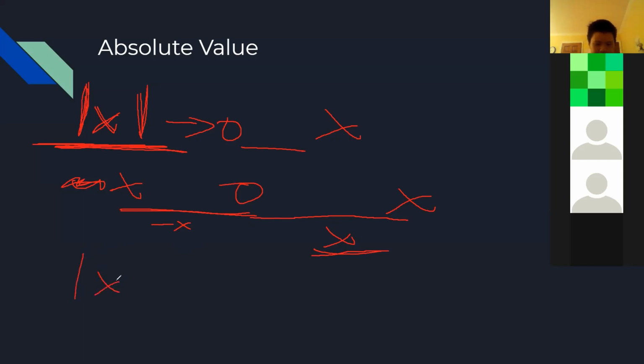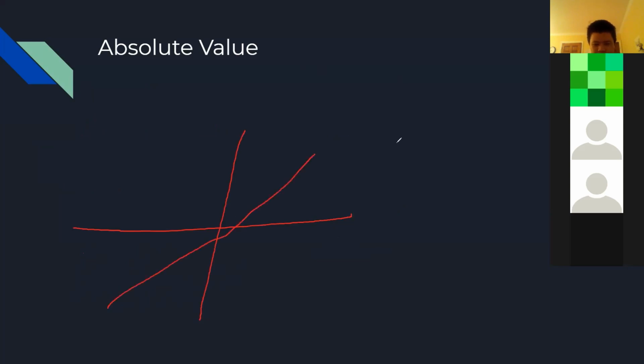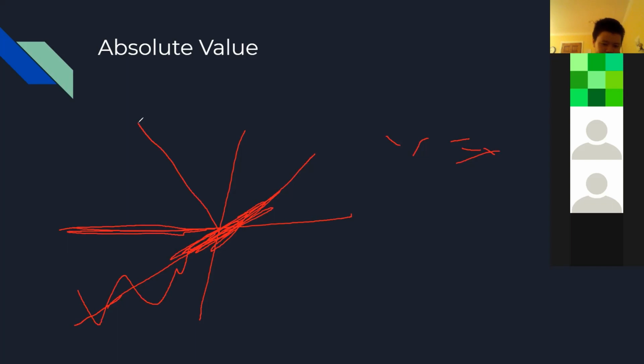So whatever is inputted into here is positive. So if we graphed it, normally a y equals x curve would look like this. But since whatever is here has to become positive, this gets reflected onto the x-axis and becomes a sort of V.